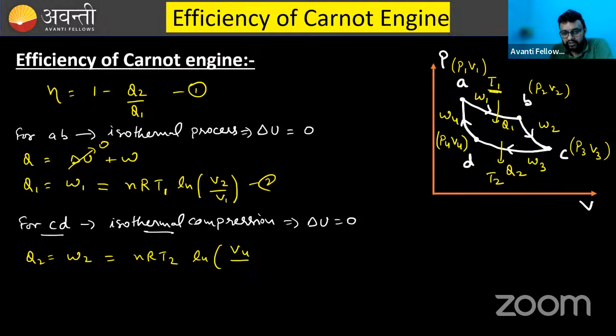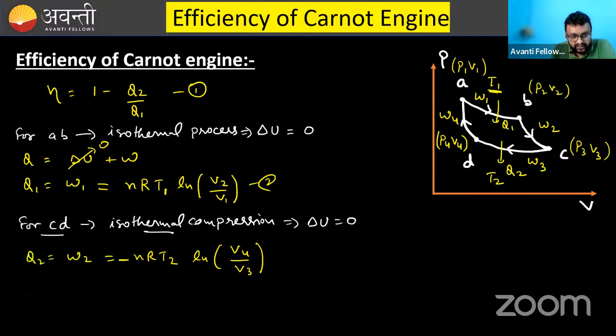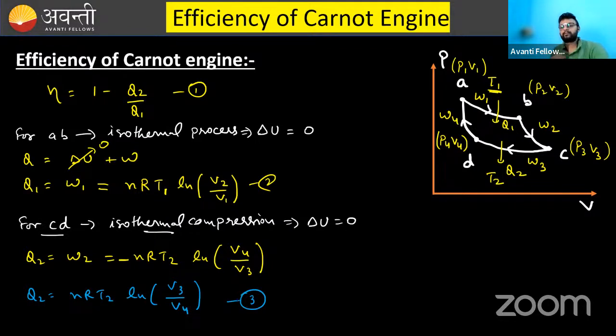by V3. Now, one thing that you should know, during the process C to D compression is there, and in the case of compression, work done is considered to be negative. So can you place a negative sign here? Yes, we can place a negative sign. Now I am transferring this negative sign. Then Q2 will be nRT2 ln. If I transfer this negative sign inside the ln, it will become V3 by V4. Let it be equation number 3.